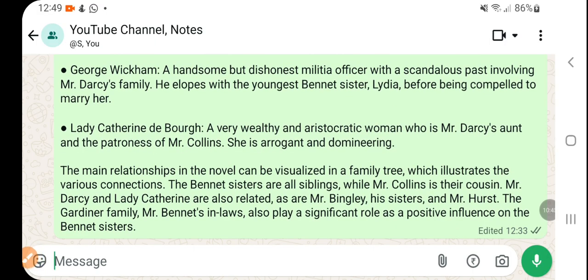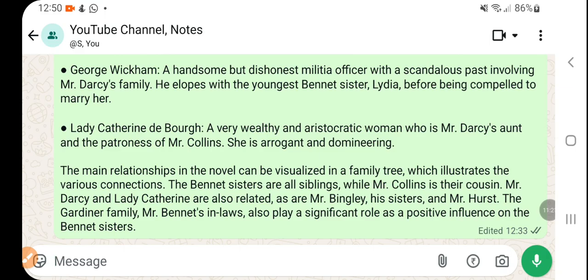So at last we get three couples. First is Jane and Charles Bingley, right? Number two couple is of course hero and heroine Elizabeth and Fitzwilliam Darcy. And number three, George Wickham and Lydia Bennet, right? And the fourth couple is Mr. Collins, who is Mr. Bennet's cousin, and Charlotte Lucas. So this is different from the Bennet family.